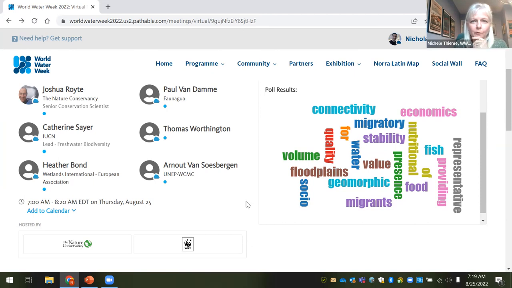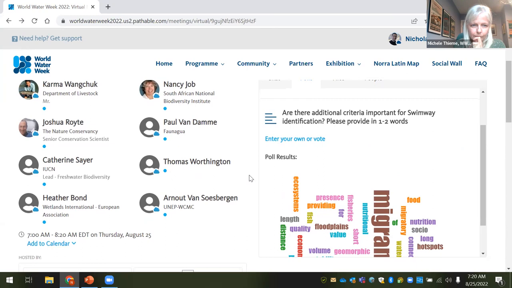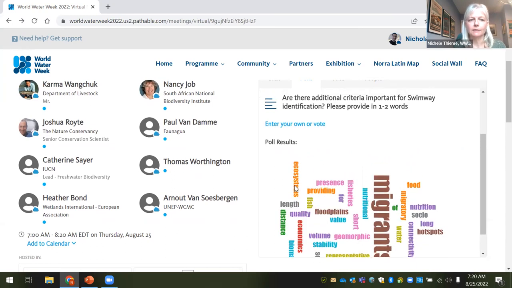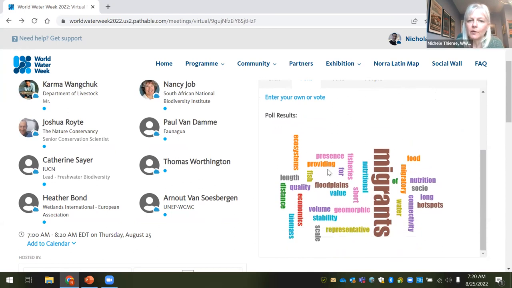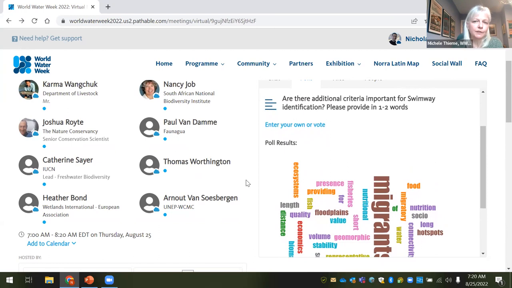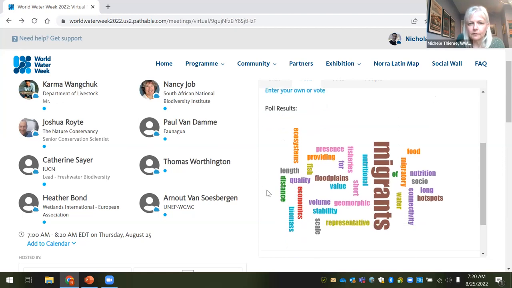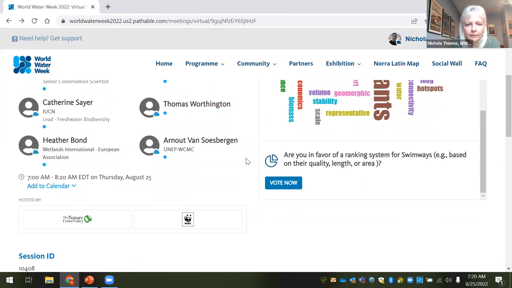We have one additional poll before we move to the next speaker, and I'm going to open that one now. The second poll is asking if you are in favor of a ranking system for swimways, for example, based on their quality, their length, their area, number of endemics or richness of migratory fish within them and so on. This is a yes, no, also a little more straightforward. I think Nick, yeah, there you go. Give a moment for folks to think on that one and share your thoughts.